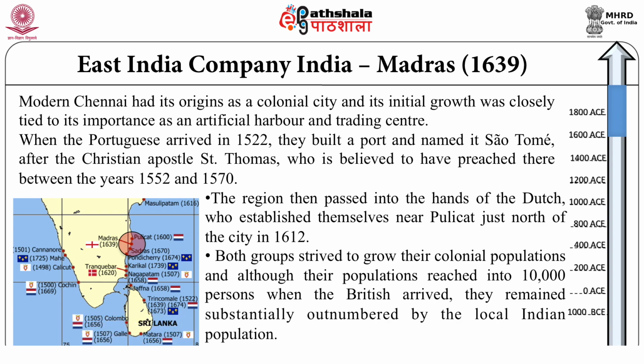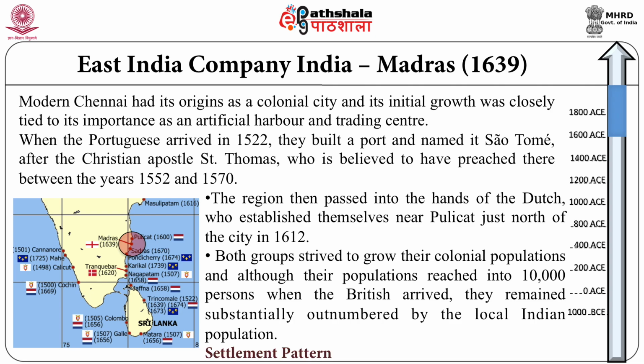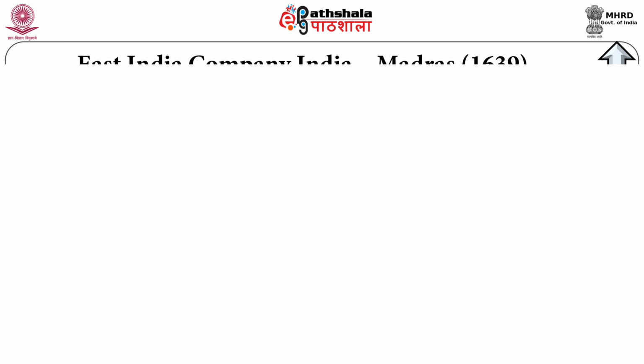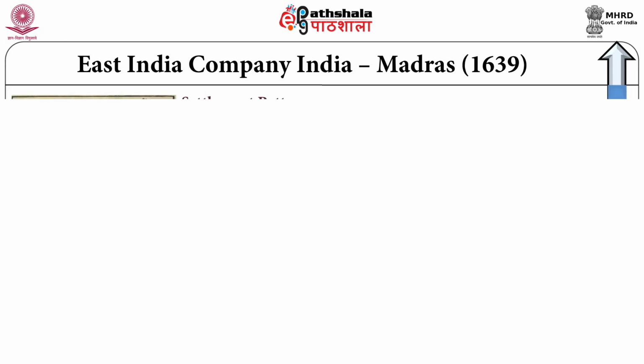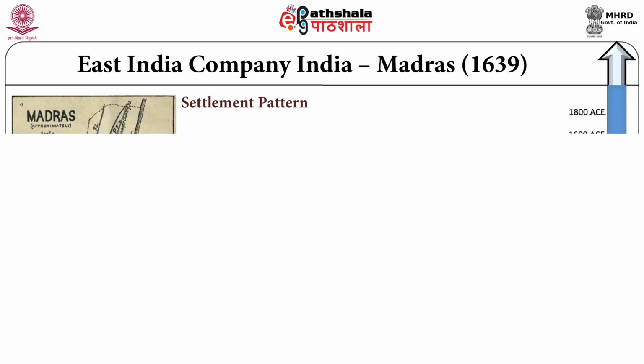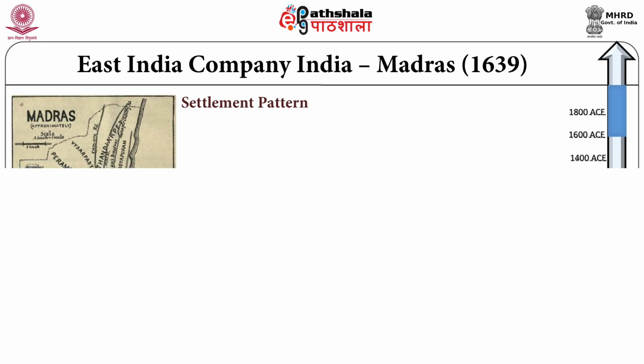This settlement then passed into the hands of the Dutch, who established themselves near Pulicat, just north of the city in 1612. And both groups, the Portuguese as well as the Dutch, strived to grow their colonial population, and although their population reached about 10,000 people when the British arrived, they remained substantially outnumbered by the local Indian populace. And about the settlement pattern, it initially started from Saint Fort George, again a fortified settlement which the British started, which grew to envelop the villages to form Madras.